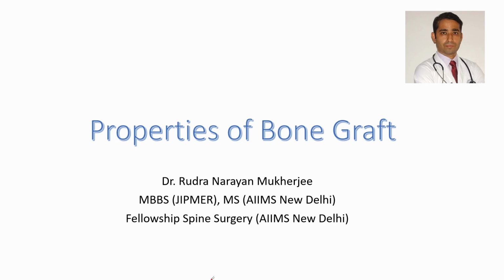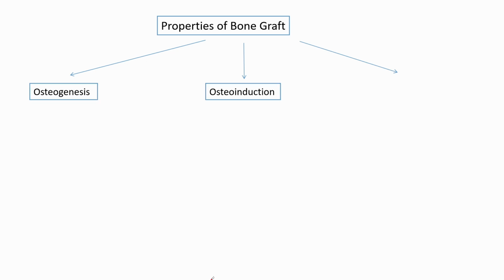Properties of bone graft. This is an important topic for postgraduates. So when we talk about properties of bone graft, we talk about three properties primarily. It is osteogenesis, osteoinduction, and osteoconduction.